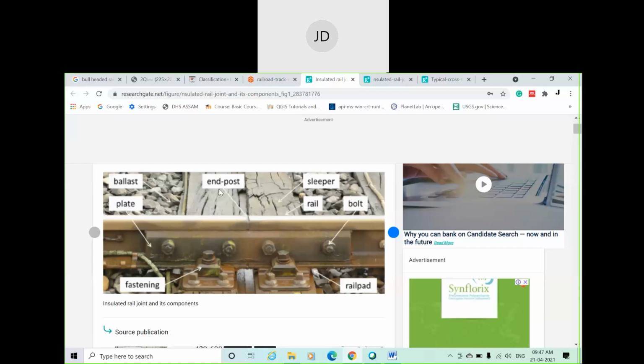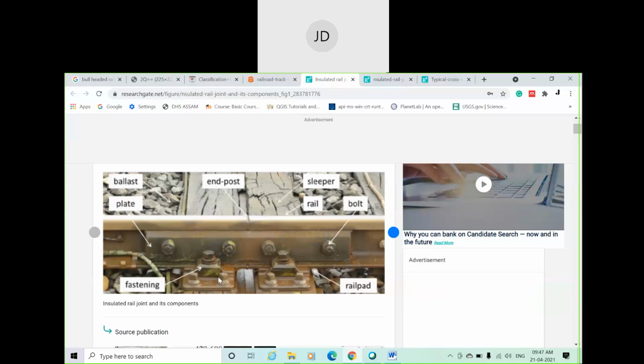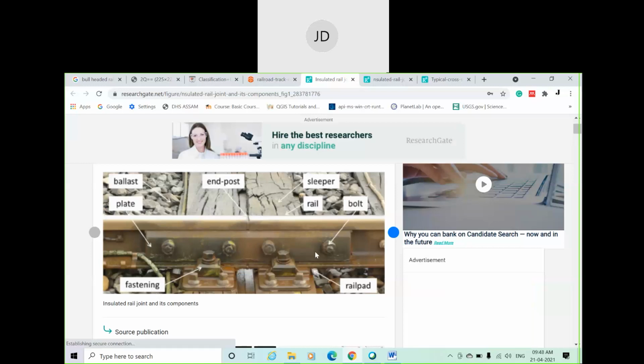So there are two components for joining. One is your fishing plate. The fishing plate is used to connect two rails. The fastener or fastening is used to connect rails with the sleeper. So whenever you go in the field, whenever you go to a railway track, just look closely. Where is the sleeper? Where is the fishing plate? Where is the fastener? Where is the ballast? You will find every component in the railway track.